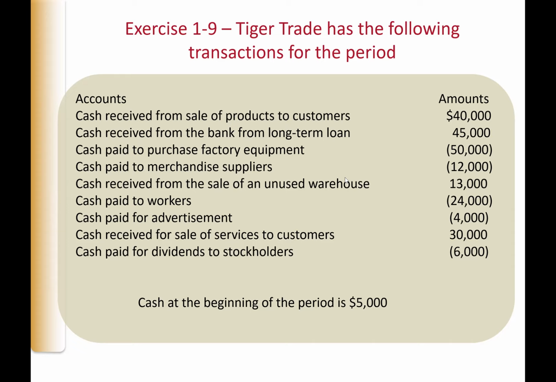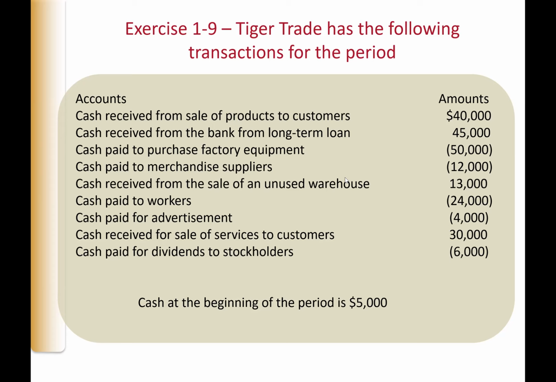Cash paid to workers and that was paid for advertising, that would be operating. Why the company's in business? Those are costs of running a business. Cash received for the sale of services to customers, operating. And then cash paid for dividends to stockholders, that's going to be financing. Since we are providing dividends to those stockholders, that is a financing activity.